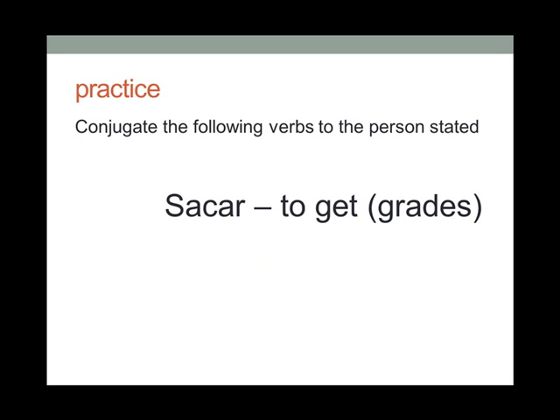Sacar, remember sacar can mean to take something out, like to take the trash out, but also can mean to earn, like to earn grades, to get good grades. Let's conjugate it for él. Él saca.